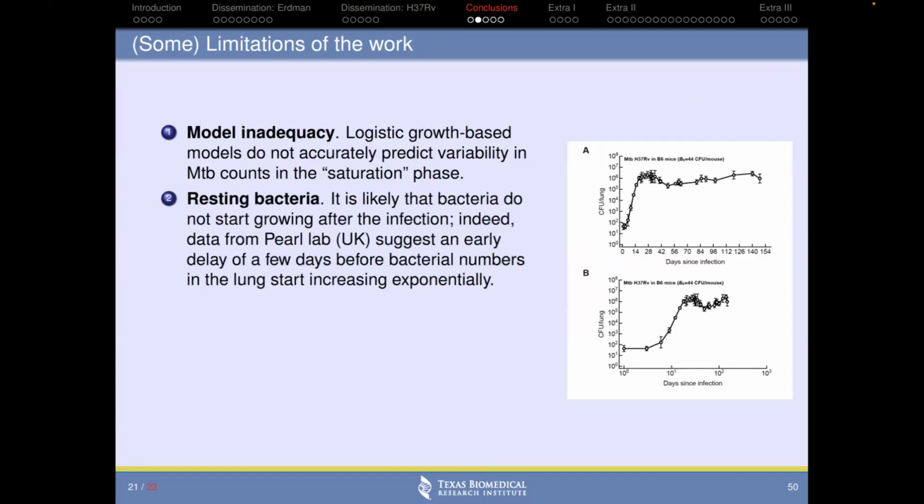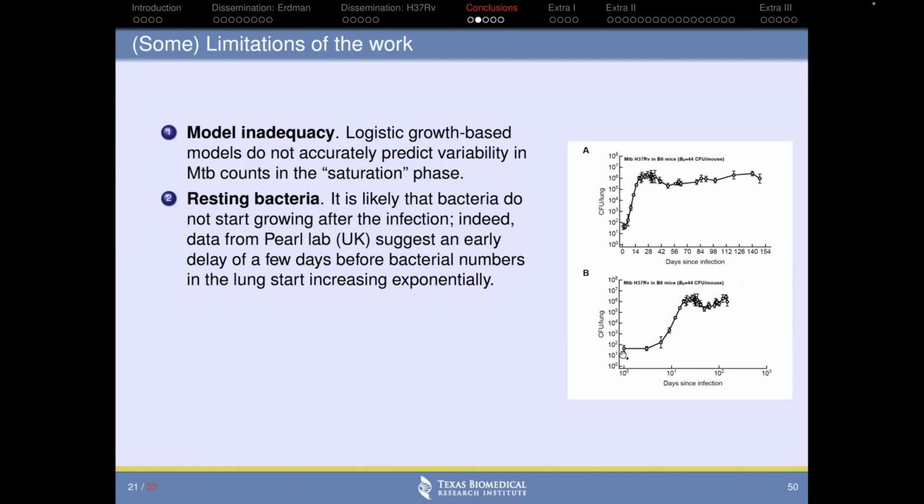Another thing that happens with bacteria, especially with Mycobacterium tuberculosis, is that after the deposition in the lung, they don't start growing right away. There is a delay phase. We got this interesting data from John Pearl from the UK, where he measured very, very carefully by infecting many mice with about 44 bacteria or so, and measuring how many bacteria you find in the lungs over time. So this is a linear scale for 150 days on the log scale.